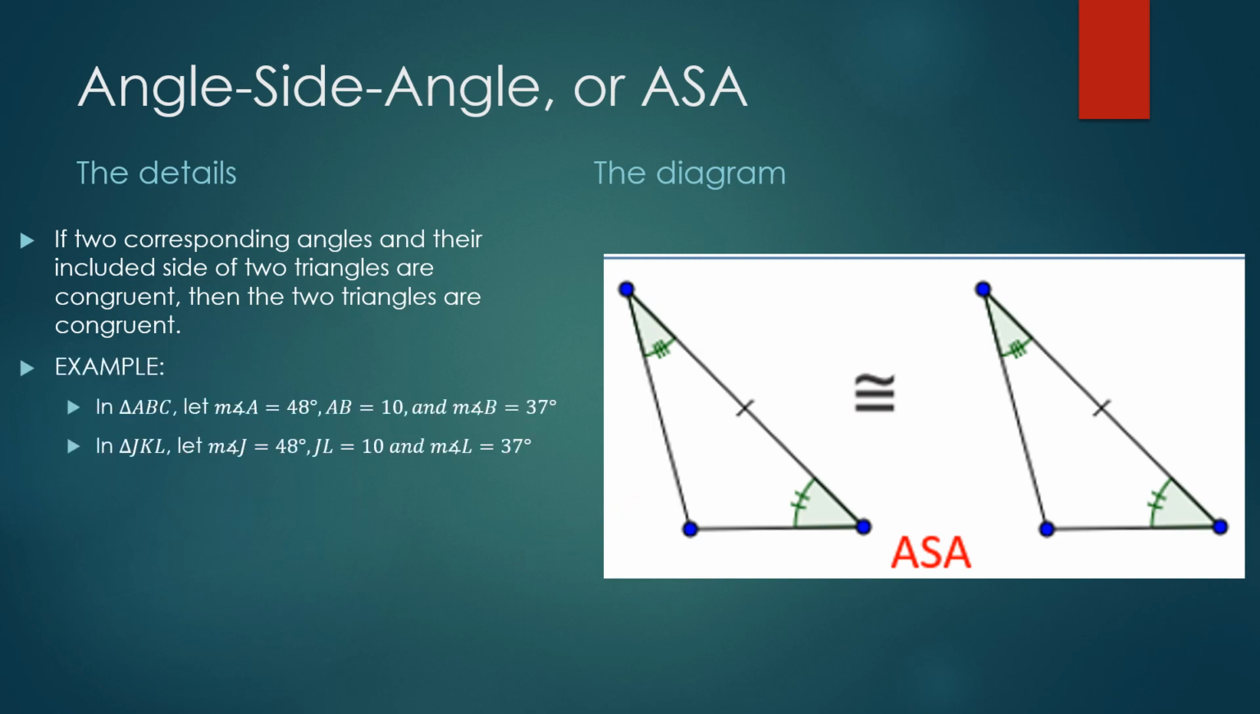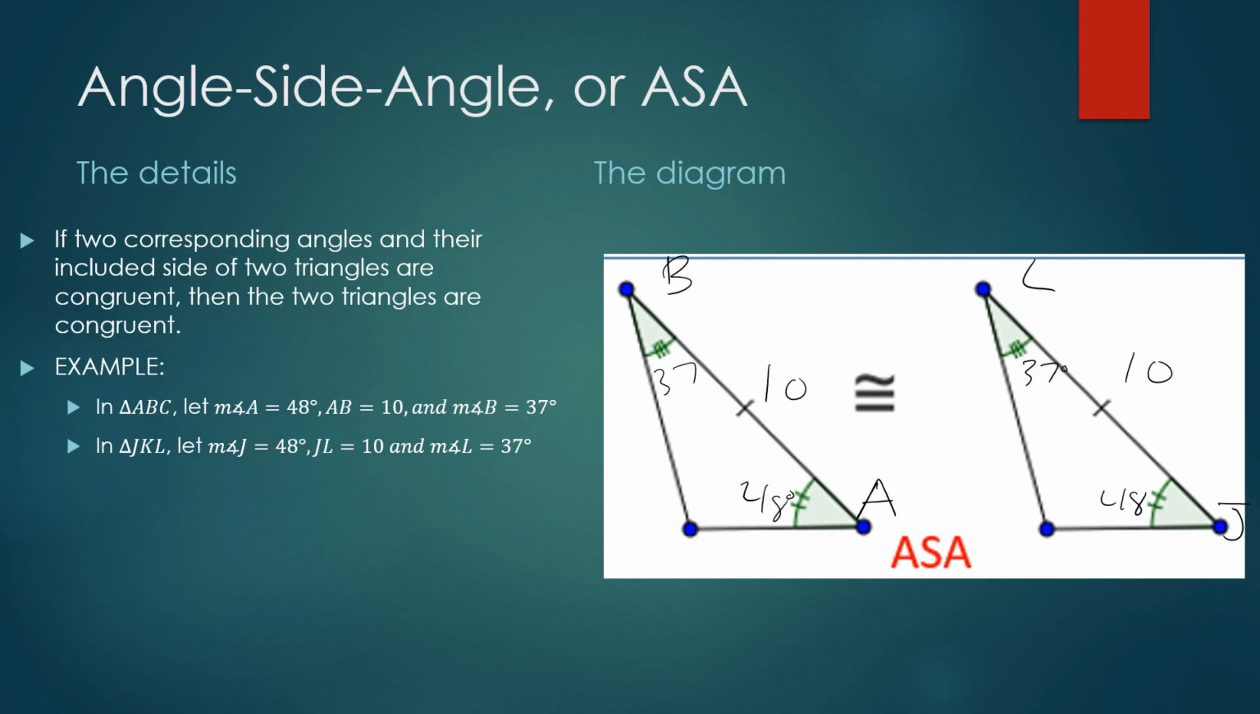So here's an example. Here we're given the measure of angle A, so I'll call this A, and that's going to be 48 degrees. B is the other angle we have, so that's going to be 37. Now it says AB is 10, so the side in between them is 10. In the other triangle, we have 48 for J, which means it would be down here, because this is 48. And then we have L, which is 37 degrees, and then we have 10 in between them.